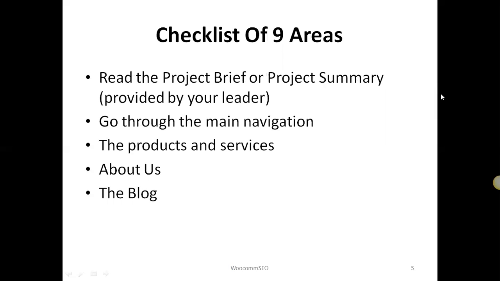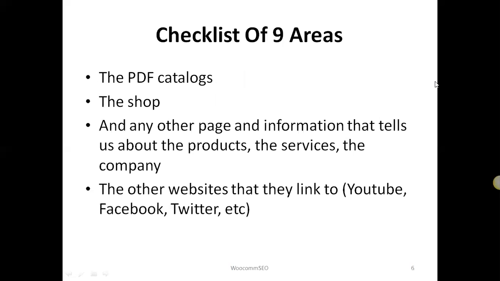Number two, you want to go through the main navigation of the website. Number three, you want to check out the products and the services on the website. You want to look at their About Us page. And number 5, you want to look at their blog. Number 6, check out their PDF catalogs, look at their shop and their products that they are selling there. And you want to look at any other page because no two websites are exactly the same. So they may have other pages and other information that will tell us more about the product. So you want to look more at that as well.